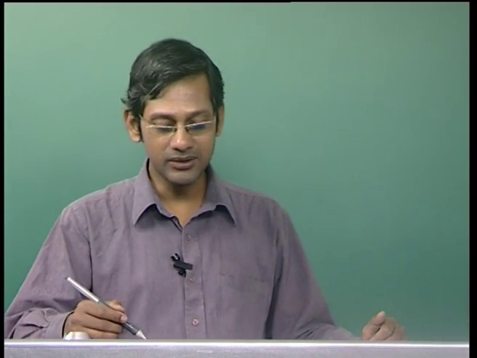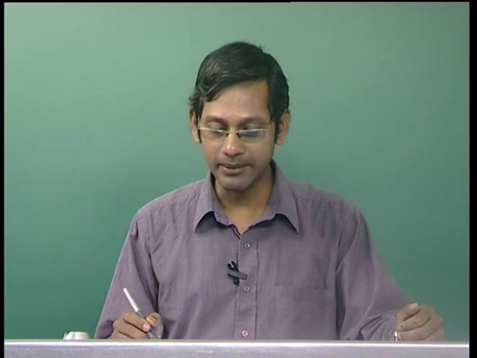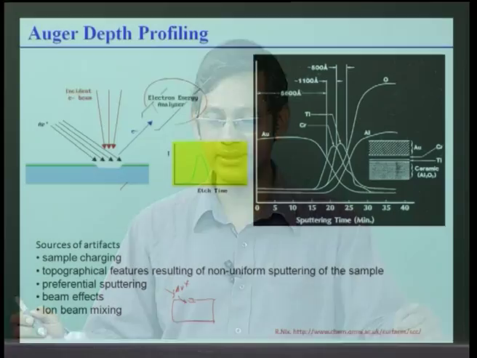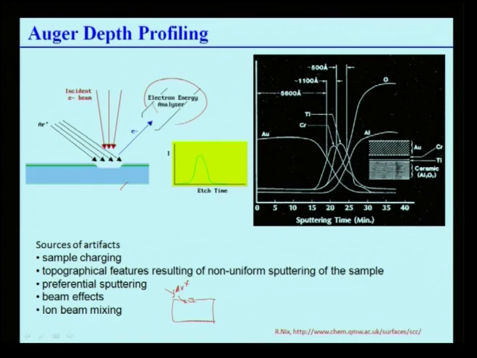So this is one plot which is shown here. This is sputtering time versus intensity. As you see here, you have aluminium concentration; gold concentration decreases, aluminium concentration increases, oxygen concentration increases, titanium. So you have chromium, titanium, gold, aluminium, oxygen.